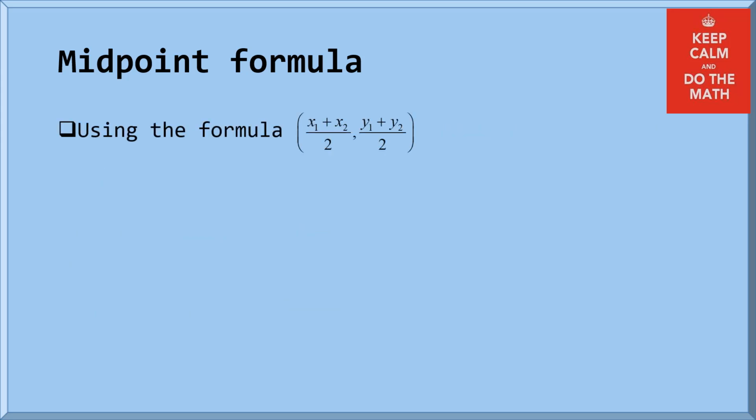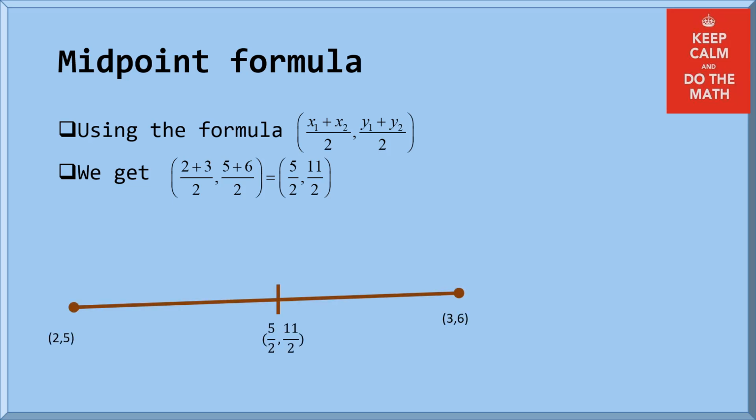So we're going to use this formula, and if we take the example that we had before, you can see we took the x value of 2 and added it to 3. So from 2 to 3, that's our x coordinates. We're going to divide that by 2. Do the y coordinate, 5 plus 6. Again, you're just taking the y coordinate at both points, 5 and 6, and that becomes 11 divided by 2. So your midpoint is 5 halves, comma, 11 halves.